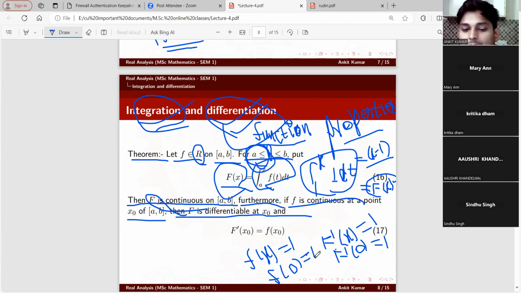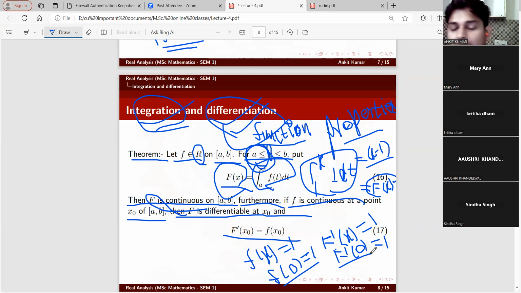Okay. f(0) is also 1. So f(0) is also 1. So by this theorem, f'(x₀) is equal to f(x₀), f(0) is equal to 1, which is equal to f'(0). So I hope this statement is clear to all of you.